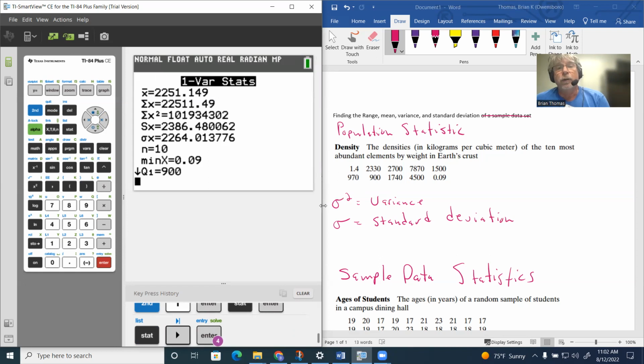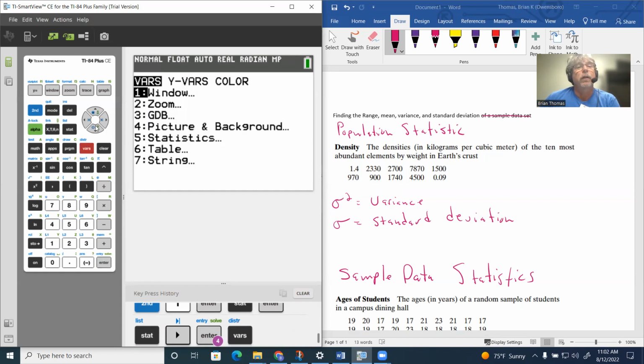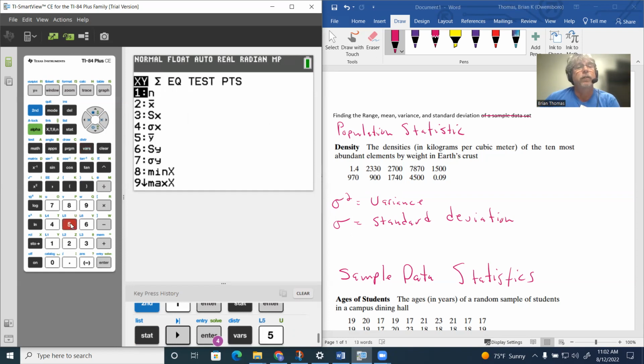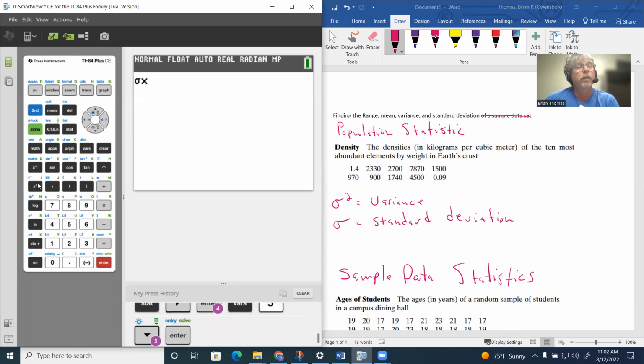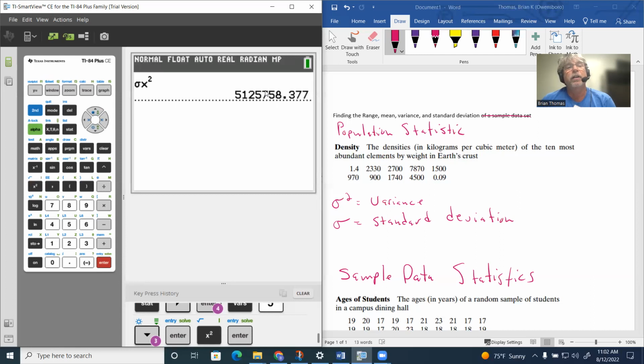Now, as far as variance, notice how we need this sigma squared. Notice how this only gives us sigma x. So this actually has to be squared. One way to do that, if I go to vars on this calculator, vars is over here. If I go down to number 5, statistics, notice I have this sigma x. So if I come down here to sigma x, hit that in the calculator, and then square that using the x squared button, so that makes a power of 2 there. If I hit enter, it'll do that math for us and that would actually be the variance.